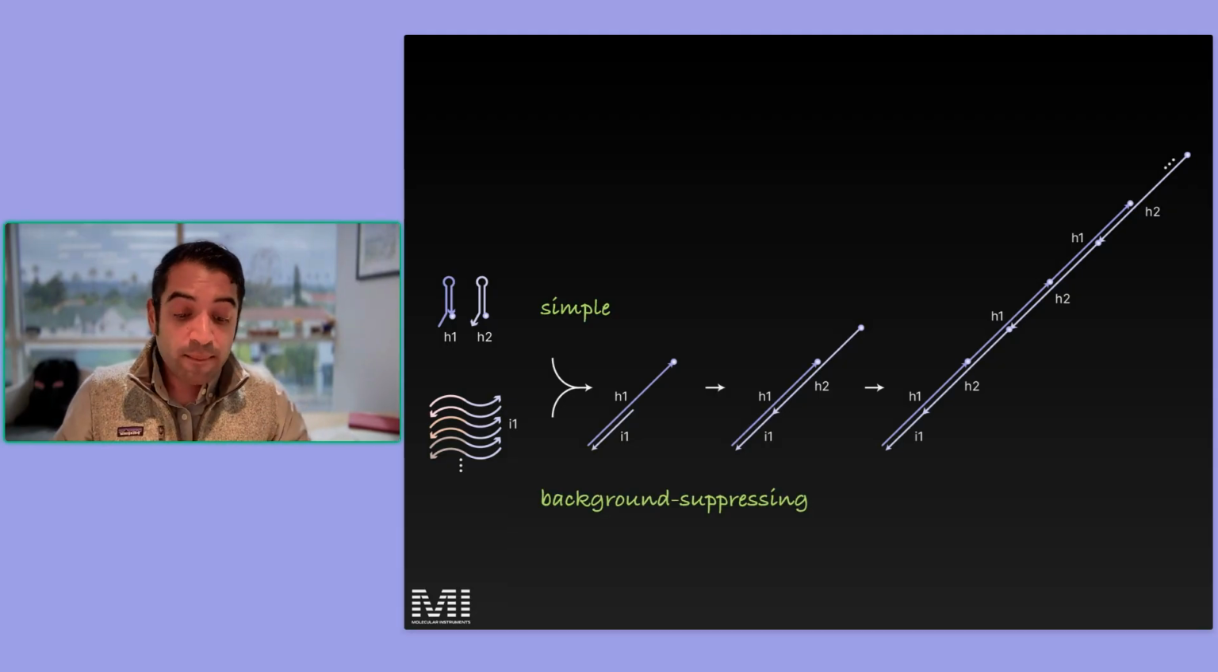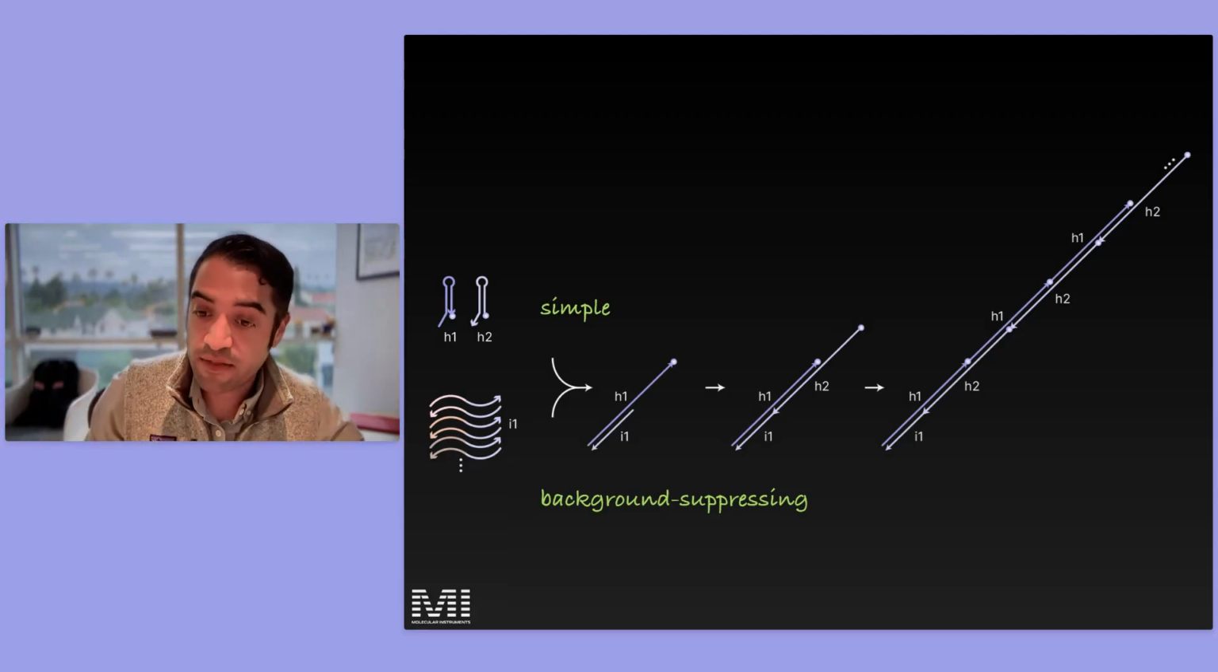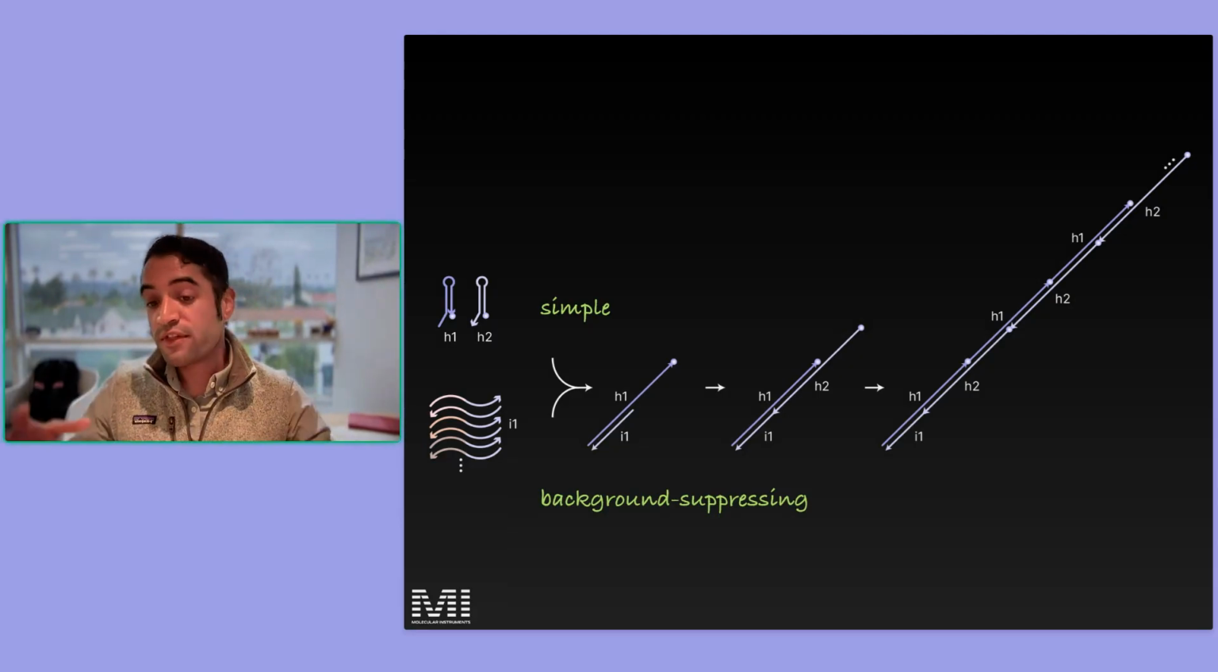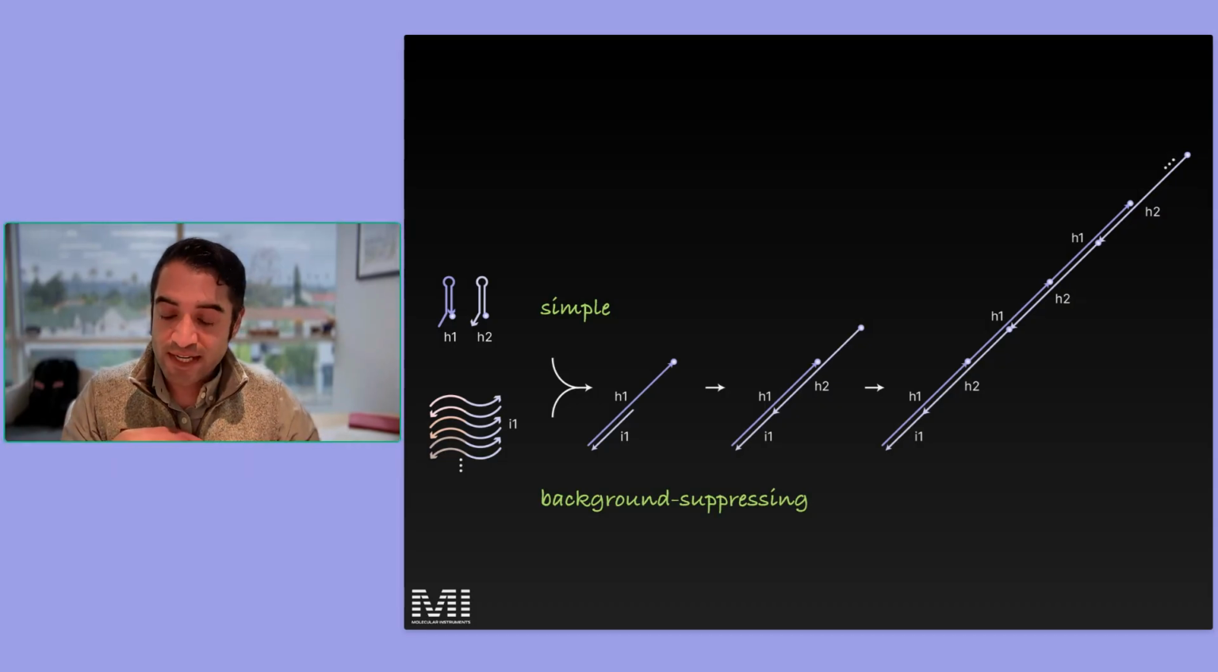This is how we implement background suppression as well. And since we started, HCR is the only ISH method out there that has background suppression both in the probe binding stage, or the target detection stage, as well as the amplification stage. And the reason we call this background suppressing, I should say, is because most of the sequence of the hairpins is double-stranded and can't trigger unless there's a growing polymer.